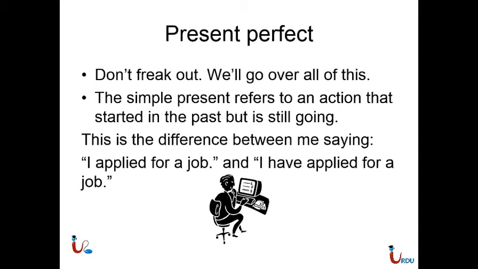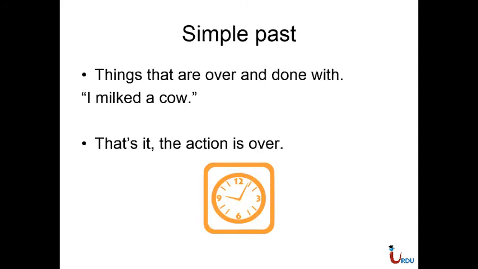The present perfect. Present perfect refers to an action that started in the past but is still going. This is the difference between me saying I applied for a job and I have applied for a job. I applied for a job is a past tense statement. It says that at some point in the past, I applied for a job. Present perfect means that it happened in the past and is still continuing today. So I have applied for a job means that you don't know what the answer is yet, or you're still waiting on the application, whatever the reason may be. I have applied for a job is still in the present.